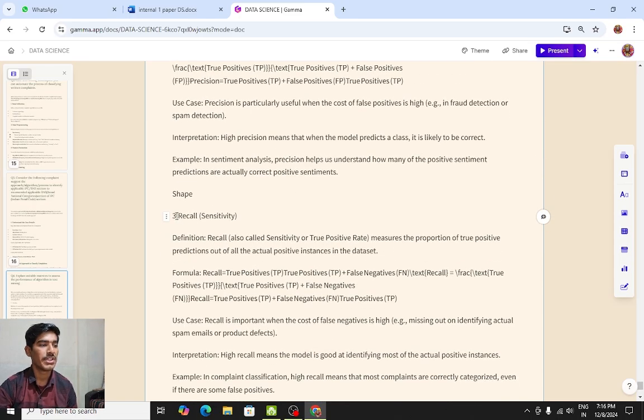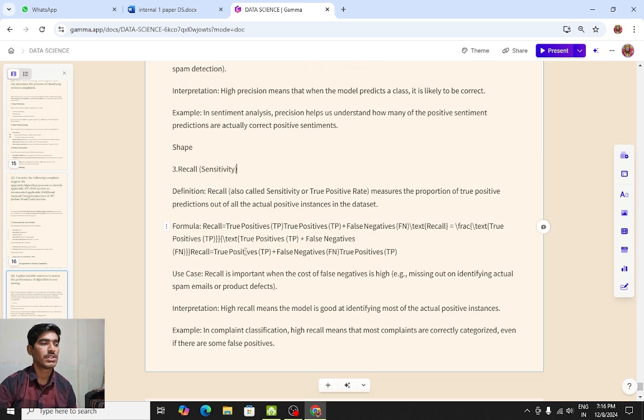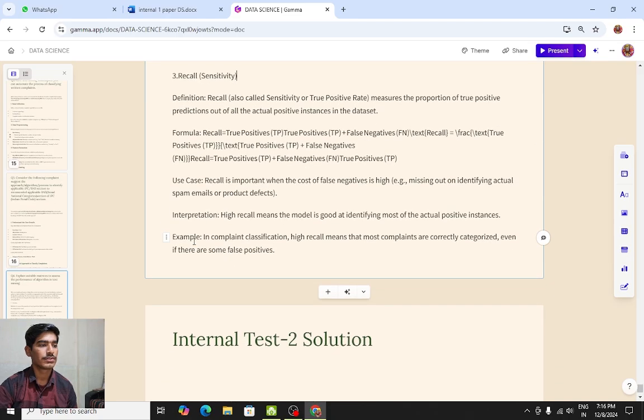Now the third point is recall, also called sensitivity. Recall, also called sensitivity or true positive rate, measures the proportion of true positive predictions out of all the actual positive instances in the dataset. Example: in complaint classification, high recall means that most complaints are correctly categorized, even if there are some false positives.